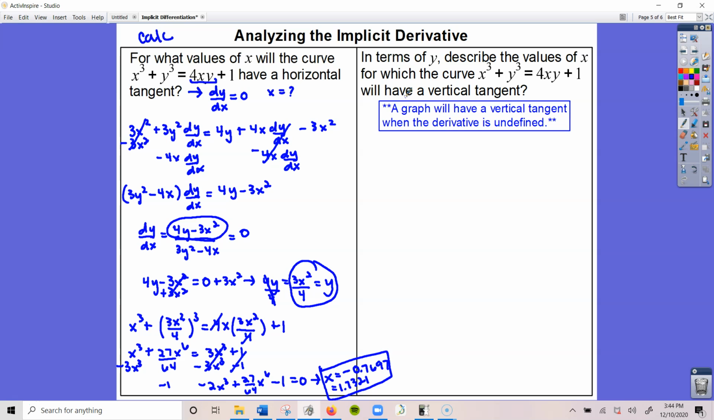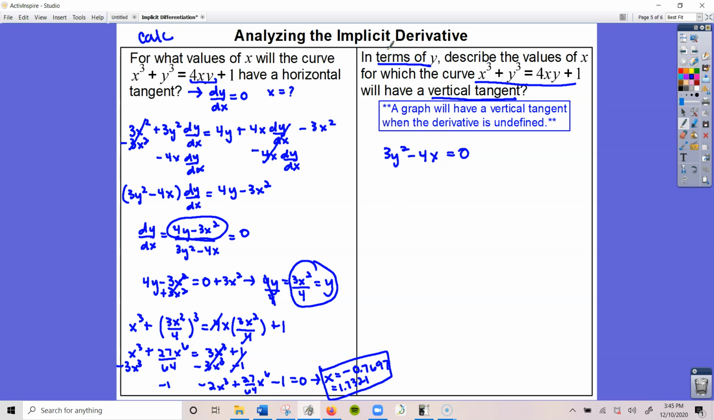Let's look at the next question. In terms of y, describe the values of x for which the curve x cubed plus y cubed is equal to 4xy plus 1 will have a vertical tangent. Now this is the exact same function as this previous example here. So we have a vertical tangent when the derivative is undefined. And because the derivative of implicit functions is typically a fraction, the derivative will be undefined when the denominator is equal to 0. So we're going to take that denominator, 3y squared minus 4x, and make it equal to 0.